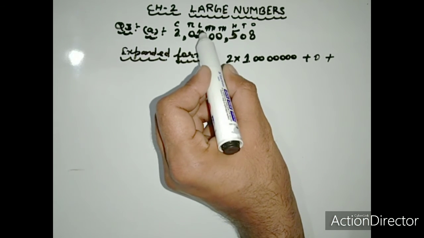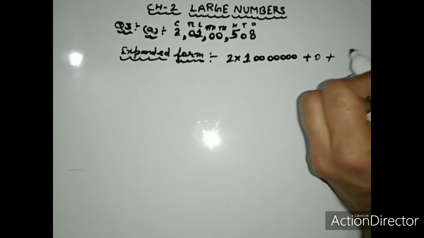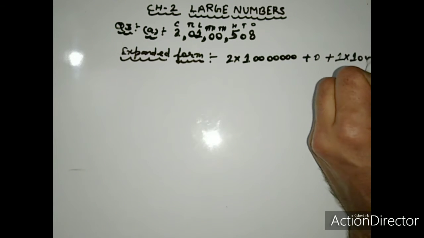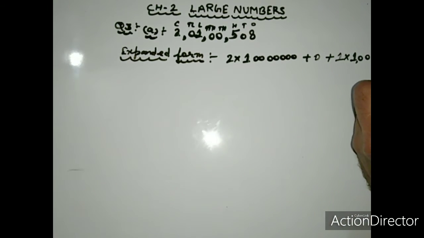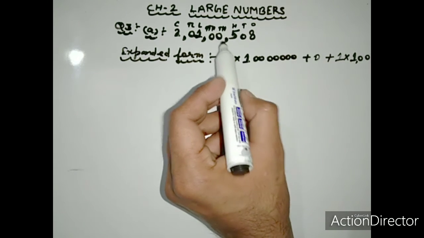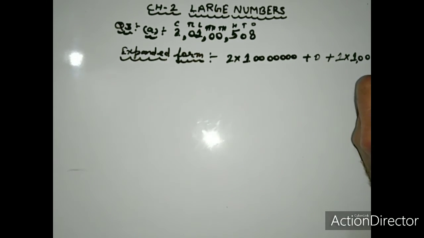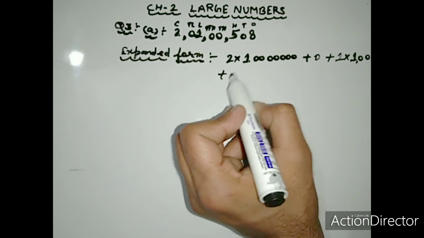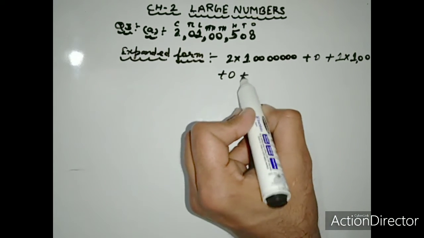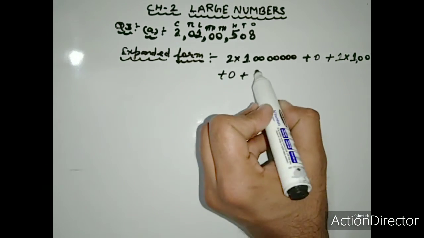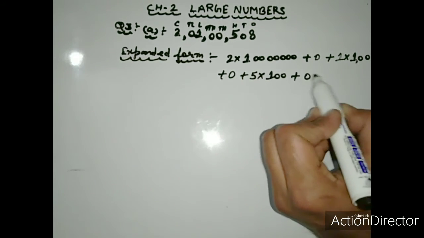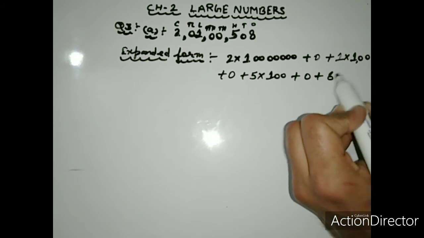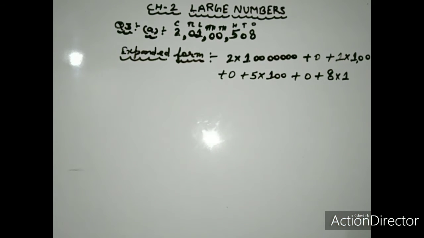Now lakh place 1, so 1 multiply by 1 lakh, plus thousand place 0, 10,000 place 0, thousand place 0, and in the hundred place 5, so 5 multiply by 100, then tens place 0, then 8 in the ones place, so here 8 multiply by 1. So this is the expanded form of the number.